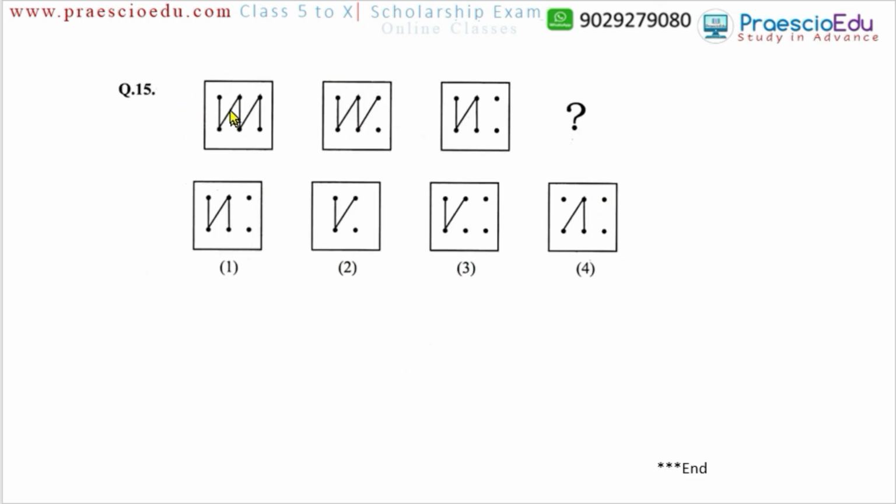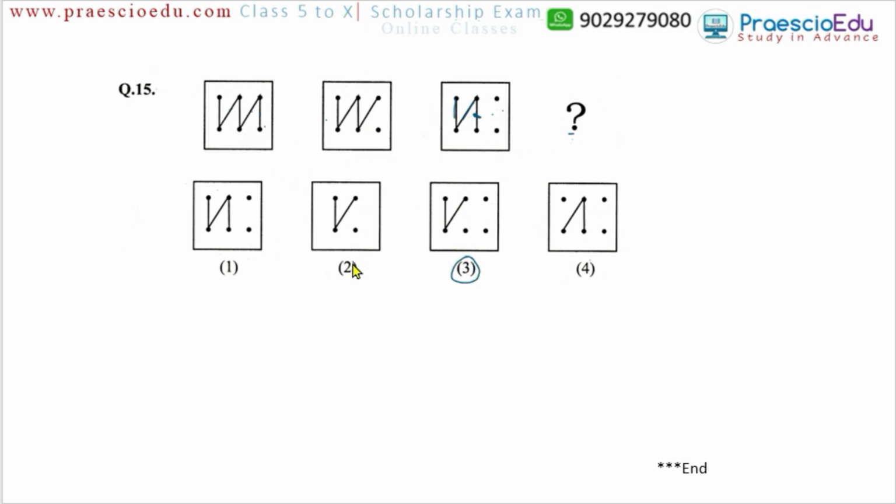Now question number 15. Here there are 5 lines connected to the 3 dots. In the next figure, one line has vanished from the right side. In the next figure, again one line has vanished, so a total of 2 lines have vanished up to here. To replace the question mark, we again have to make one line vanish from the right side. So this line should vanish, and only this vertical and this tilting line should remain.